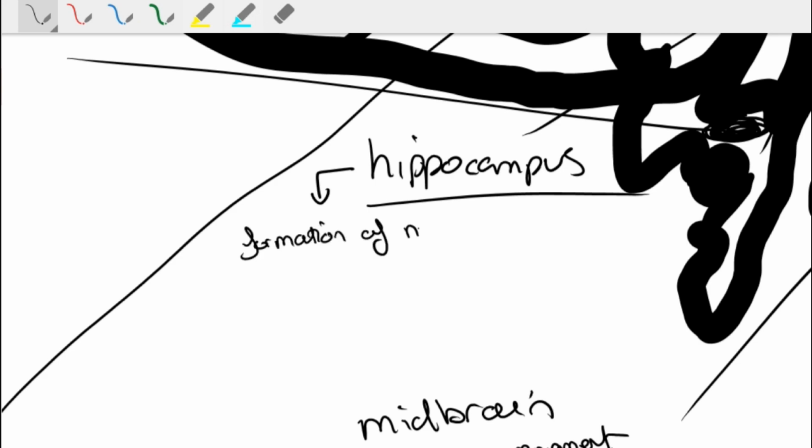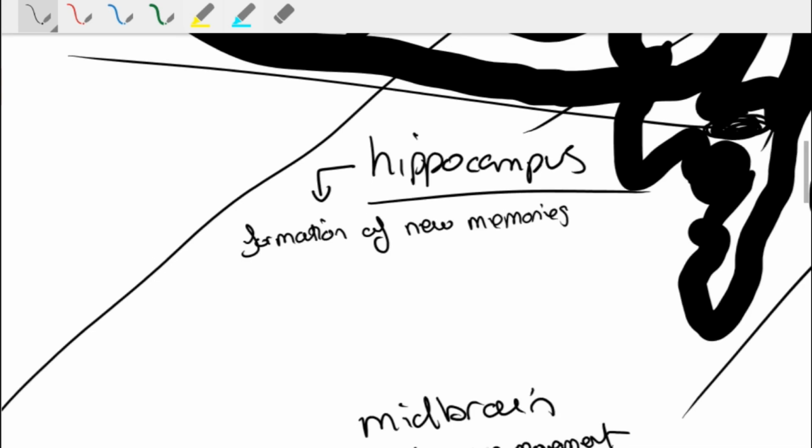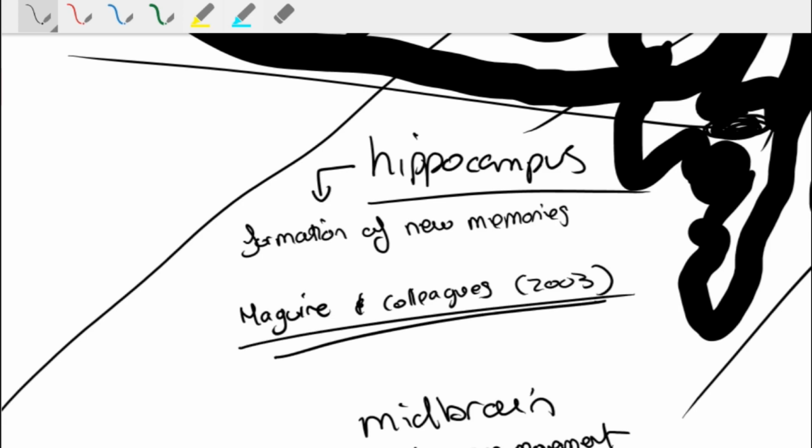There was an interesting study done in 2003 by McGuire and colleagues. They compared the region of the hippocampus between taxi drivers and regular London drivers, and it was found that taxi drivers actually had a larger hippocampus than regular drivers. This may be because taxi drivers have to memorize many of the routes to many areas, essentially creating an accurate mind map of the city.